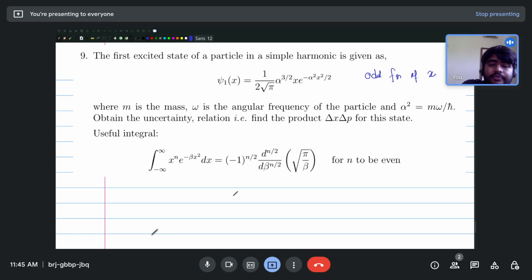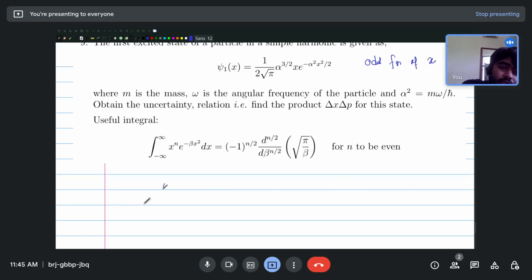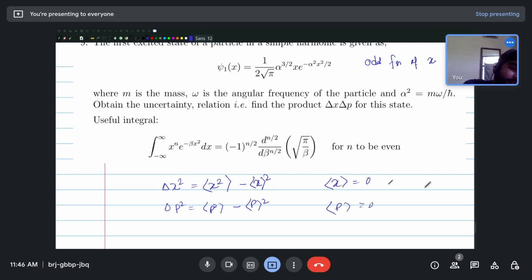Okay, before jumping into the calculation, let's try some symmetry arguments and see which terms will actually be non-zero. Delta x square is x square average, as you know, minus x average square, and delta p square is also p square average minus p average square. You can see that the x average is 0 and the p average is also 0 because of the symmetry.